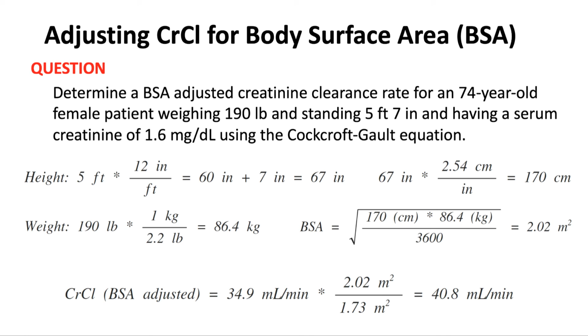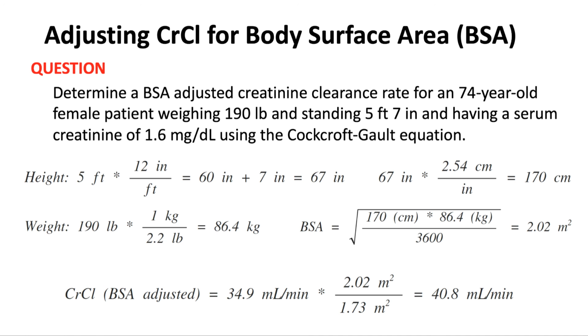So what we would do is take her creatinine clearance that we've previously calculated on the previous slides. We said for her was 34.9 using the Cockcroft-Gault formula, and it's 34.9 milliliters per minute. Now we multiply it by the value of her BSA of 2.02 divided by 1.73, and we see that our final value would be 40.8 milliliters per minute, which is kind of significantly larger than what we had just calculated on the creatinine clearance alone.